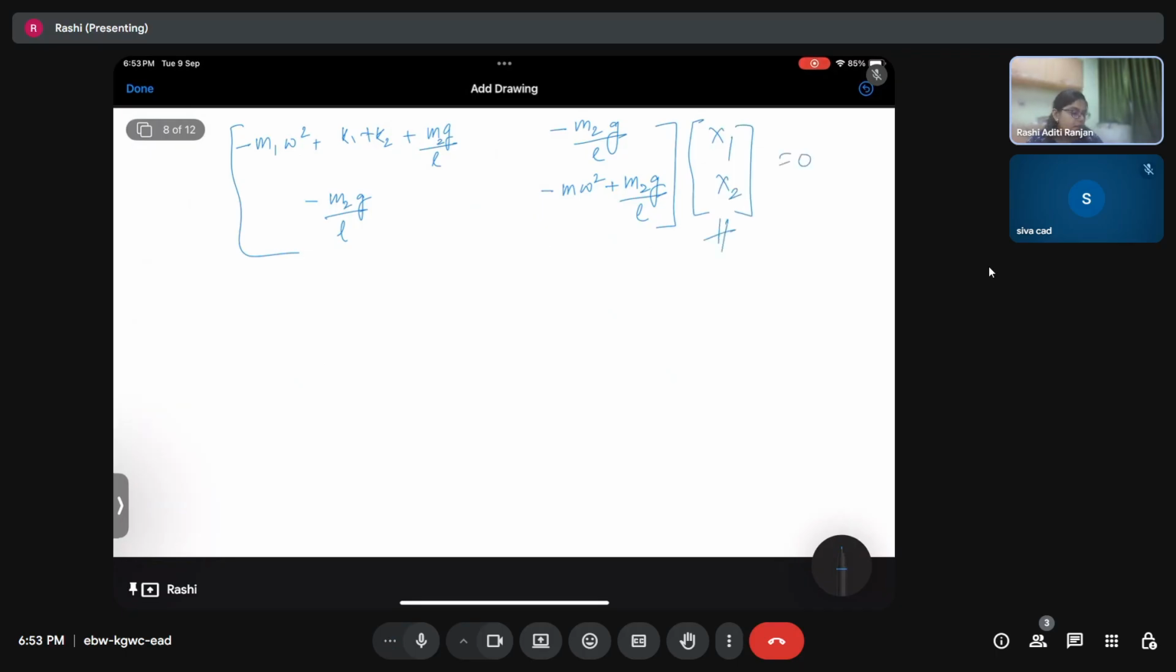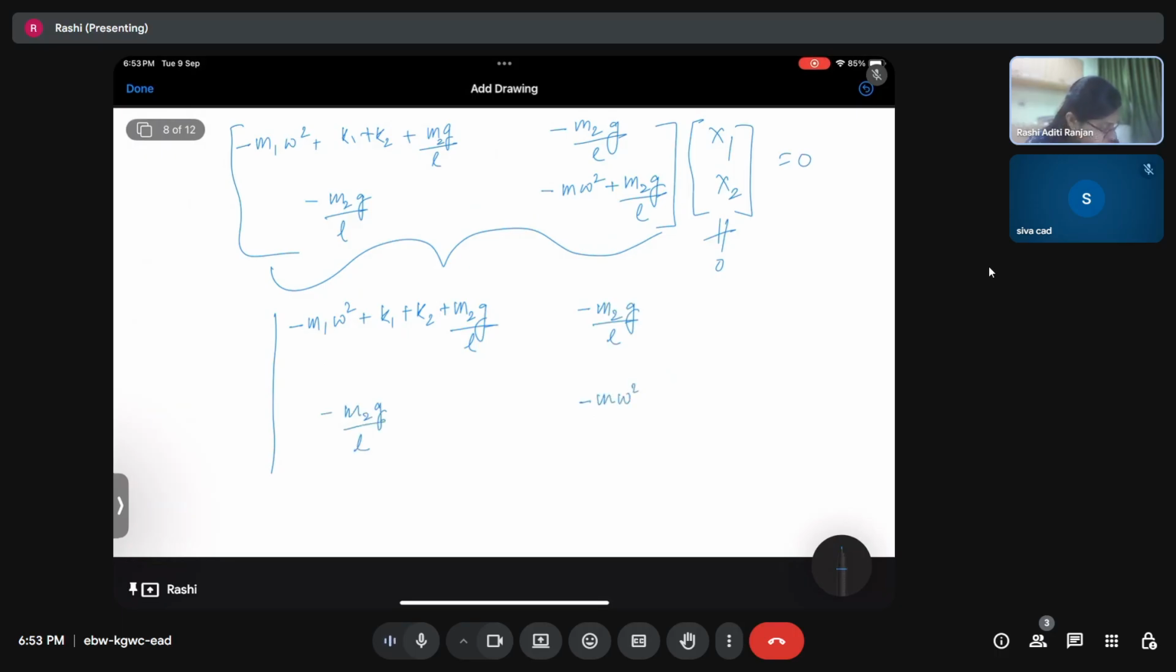Again, x1, x2 cannot be equal to 0, so the determinant of this can be equated to 0. So we find the determinant. We write minus m1 omega square plus k1 plus k2 plus m2g by L, minus m2g by L, minus m2g by L, minus m2 omega square plus m2g by L, and this equals 0.